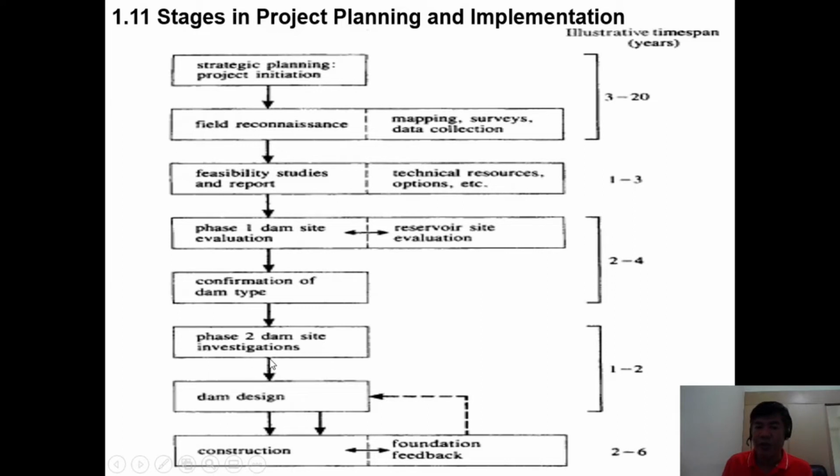Then phase two is the dam site investigation, because you have already selected and confirmed the type of the dam. You are going to finalize based on the final site investigation. Then you can proceed with the dam design. The dam design takes a minimum of just 1 year. It's very easy if you have all the data that is required. Then construction, of course, will take 2 to 6 years, depending on the type of structure.